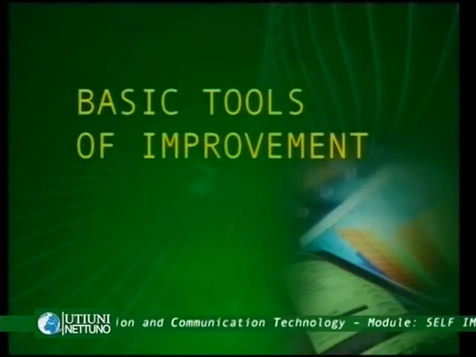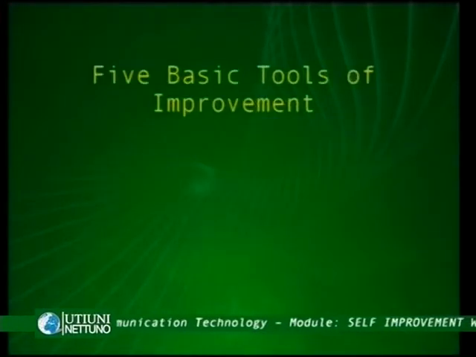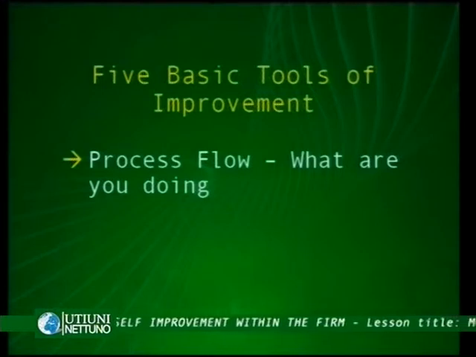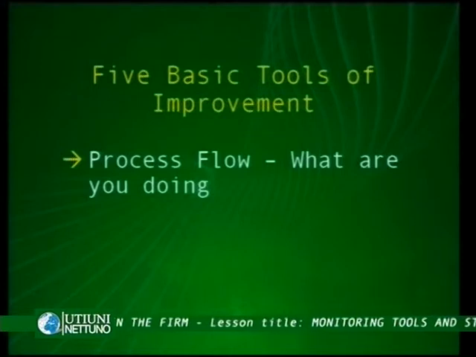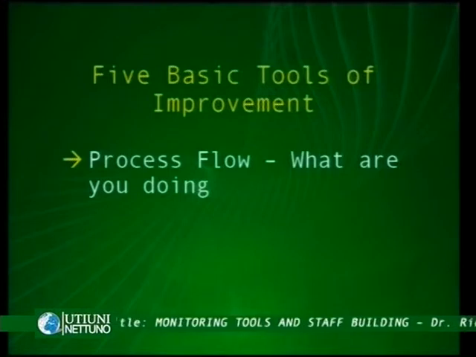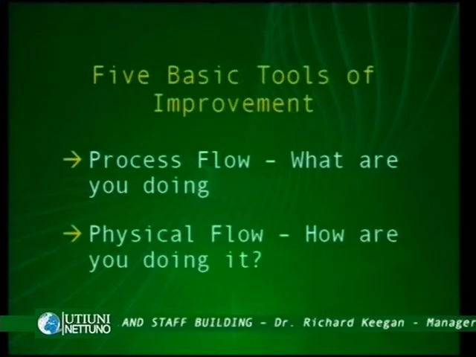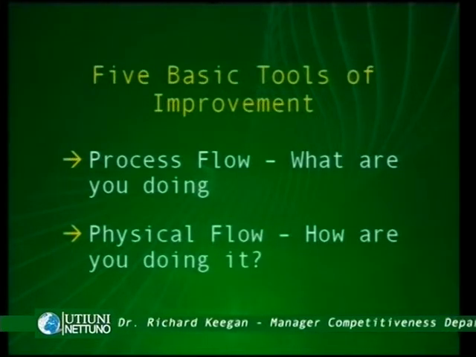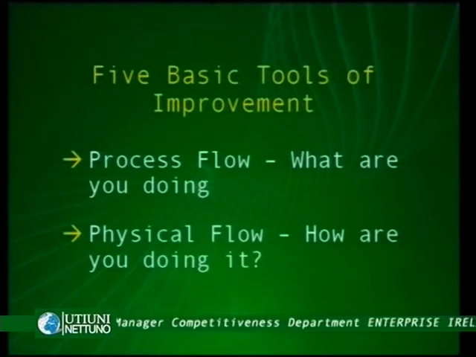For the basic tools of improvement, the UNIDO system has identified 5 fundamental tools to help you build your competitiveness and your capacity. The first of those, presented in Lesson 6, was called Process Flow Mapping. It helped you to identify what are you doing. The second fundamental tool was that of Physical Flow Mapping. It provided you an opportunity to see how are you doing what you do.